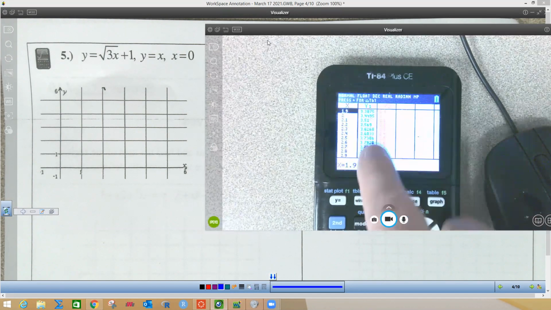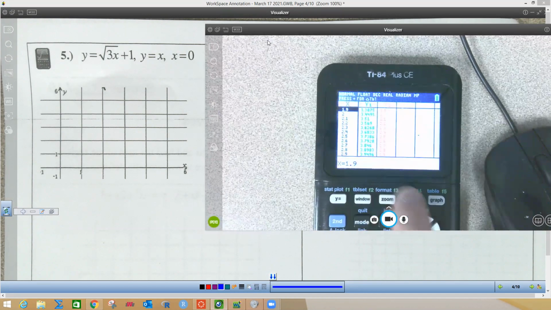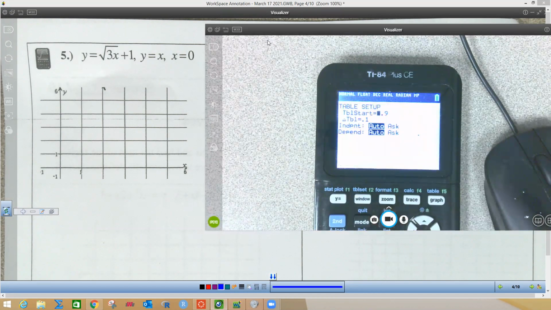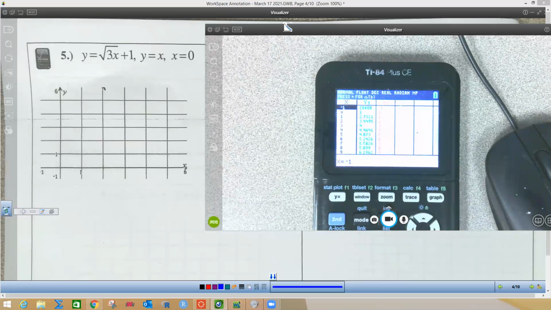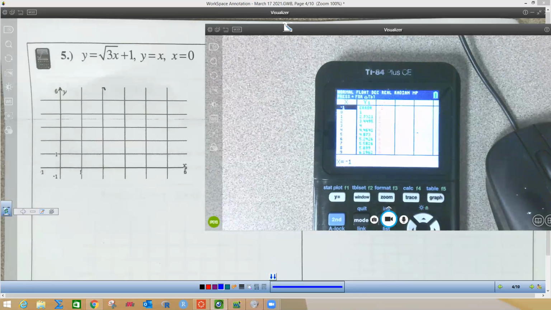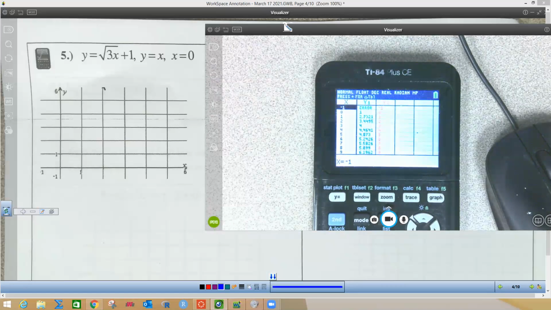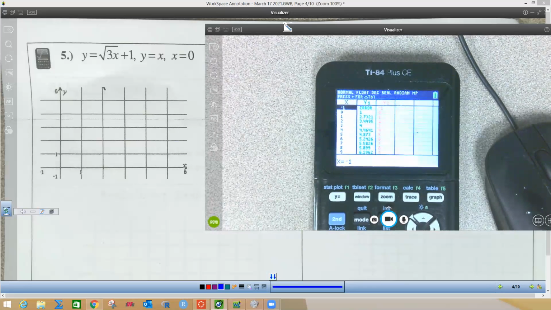These are the ordered pairs from the 3x deal, and I'm going to go to my table set and make it prettier and start at -1 because that was the first thing I put in. I'm going to go by ones, and now go to table, and then I would probably use my pretty ones to put my points on the graph. First of all, -1 didn't work. When I plugged in 0, I got out 1. When you plug in 3, you got out 4.